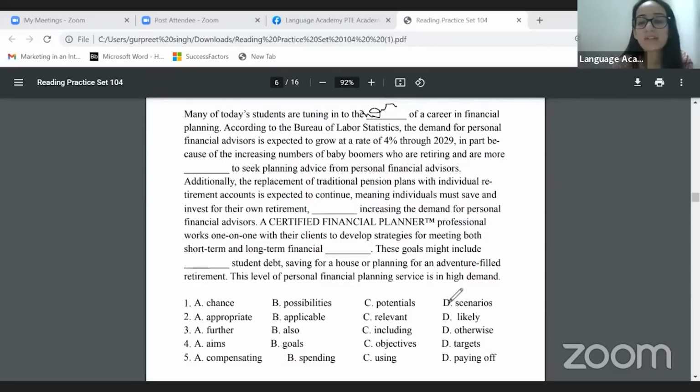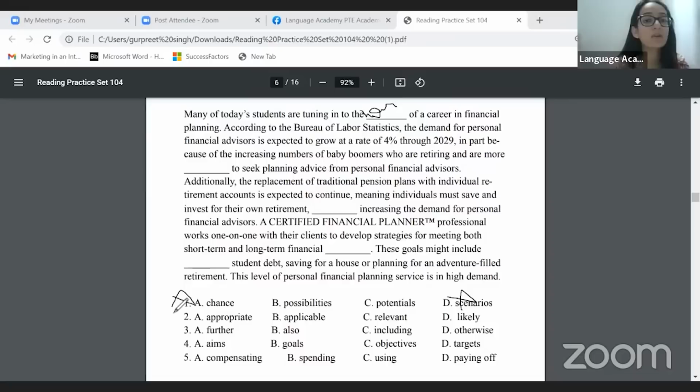And we don't have any scenarios of a career. There can be possibilities of a career, potentials in a career. See, most of you have written potentials. Potential is a word that we use for capability. We use potential for the student has a lot of potential. Means the student has a capability to do something. There cannot be potentials of a career.